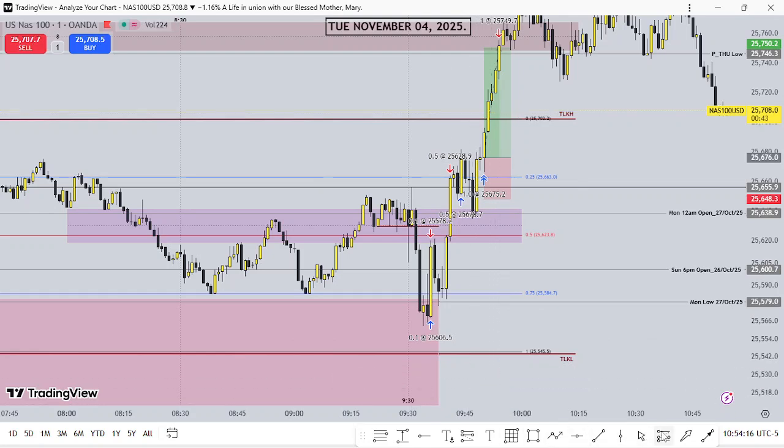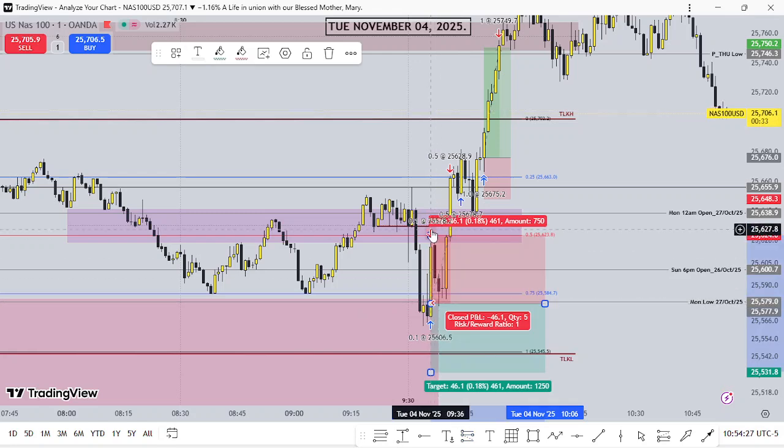So this is what it looks like, short still. That would look like selling here, having a stop loss.